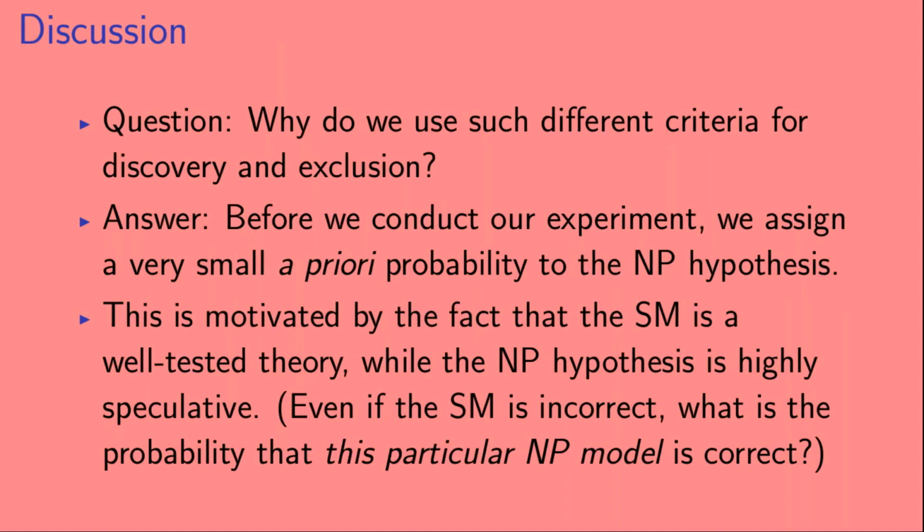Okay, so now let's ask the question: why do we use such different criteria for discovery and exclusion? The answer is that before we conduct our experiment, we assign a very small a priori probability to the new physics hypothesis. This is motivated by the fact that the standard model is a well-tested theory, while the new physics hypothesis is highly speculative. And even if the standard model is incorrect, what is the probability that this particular new physics model is the correct model of nature?